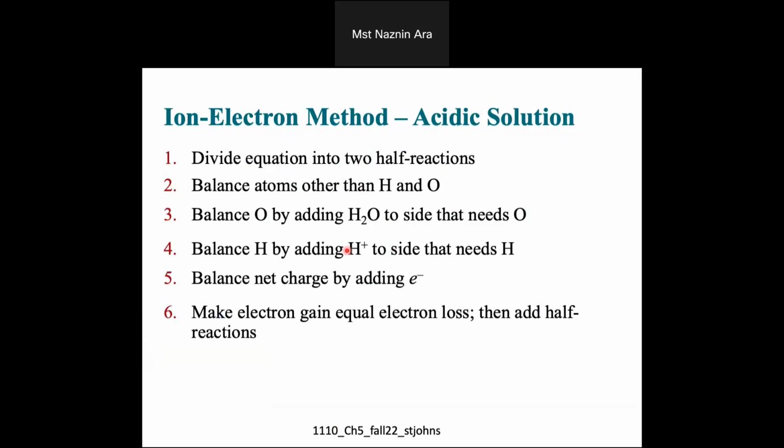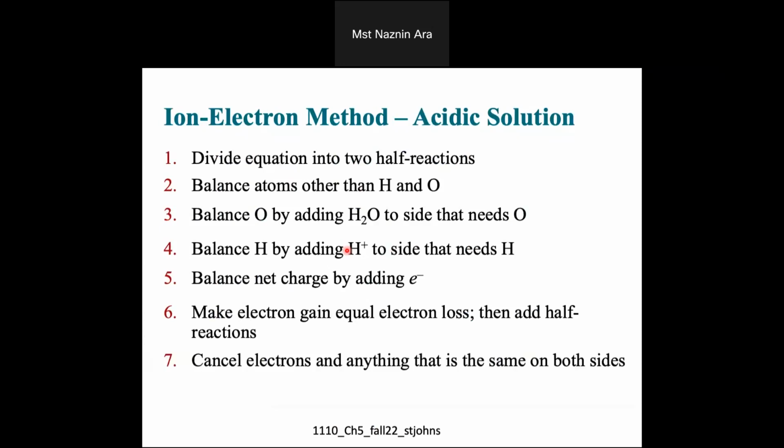So first we have to divide the half reactions, then balance the atoms except hydrogen and oxygen, because balancing hydrogen and oxygen is done separately. We add water to balance oxygen on the side that needs oxygen. Similarly, we balance hydrogen by adding hydrogen ion to the side that needs hydrogen. And then we balance charge by adding electrons. Make electron gain equal to electron loss.